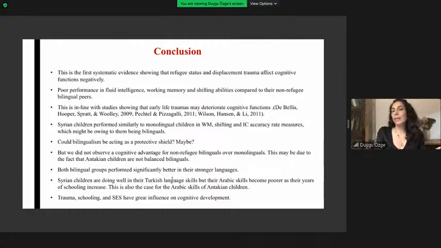Bilingual groups performed better in their stronger languages. And we can say that Syrian children do not show gross differences in their Turkish abilities. Yes, they performed poorer than their non-refugee peers, but overall, when we compare, okay, so this is complicated. I need to be correct. When we compare Turkish of Syrian children to the Arabic of Antakyan children, we see that Syrian children's Turkish was better than Arabic of Antakyan children. Okay, so trauma, schooling, and low SES have great influence on cognitive development, both in bilinguals and monolinguals.